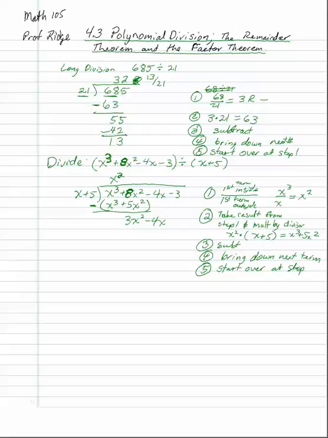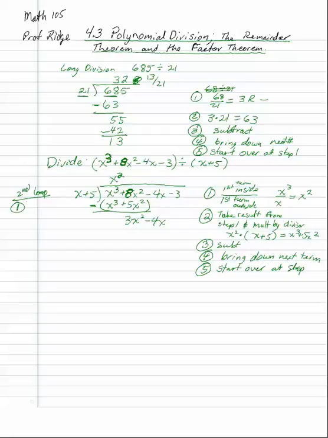And you keep going until you're left with the remainder. The way you know is the degree of the polynomial after you subtract. If the degree of that polynomial is less than the degree of the divisor, then you're done. So here, 3x squared minus 4x, the degree there is 2, which is greater than the degree of the divisor. The degree of the divisor is 1, so we've got to do the loop again. Okay, so we're going to start at step 1. Okay, so our second loop.